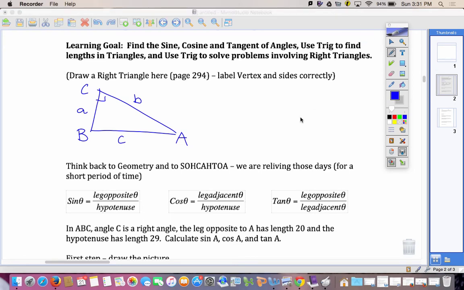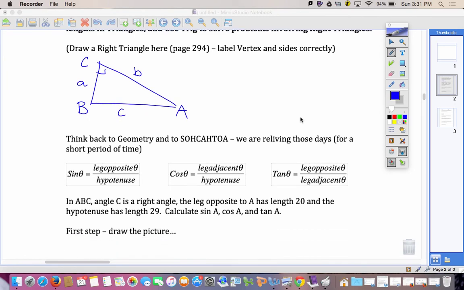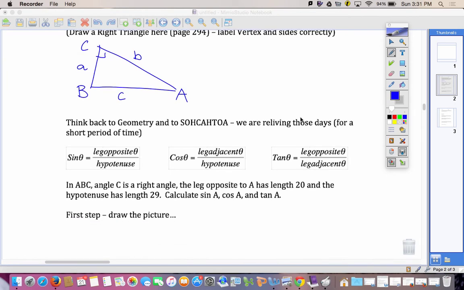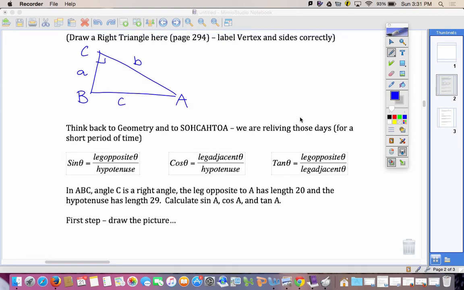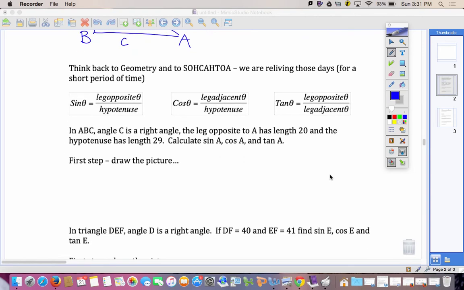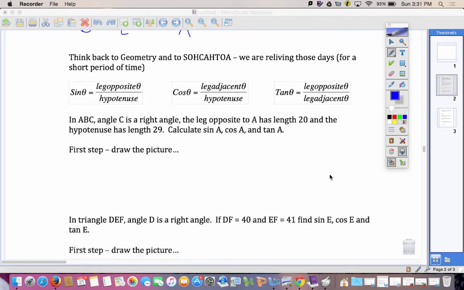Sine of theta, for any given angle, is the leg opposite of that angle divided by the hypotenuse. Cosine is the leg adjacent to that angle divided by the hypotenuse. And tangent is the leg opposite of the angle divided by the leg adjacent to the angle. I'm sorry there aren't any spaces in here, but I was unable to do that using the online equation writer.